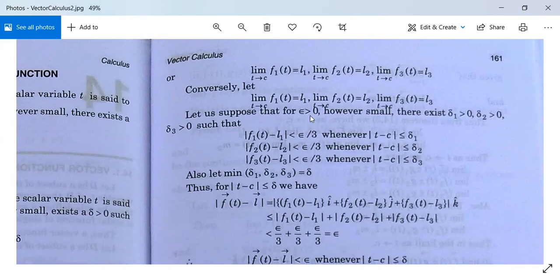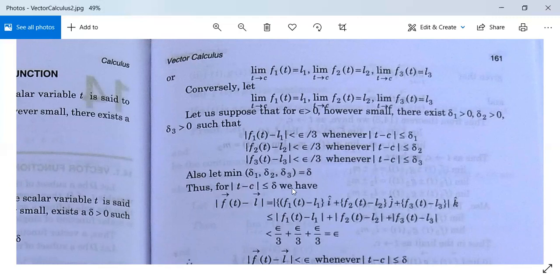Let us suppose that for epsilon greater than 0, however small, there exist delta 1, delta 2, delta 3, all greater than 0, such that mod f1(t) minus L1 is less than epsilon by 3 whenever mod t minus c is less than or equal to delta 1, mod f2(t) minus L2 is less than epsilon by 3 whenever mod t minus c is less than or equal to delta 2, and mod f3(t) minus L3 is less than epsilon by 3 whenever mod t minus c is less than or equal to delta 3. Also, suppose the minimum of delta 1, delta 2, and delta 3 is equal to delta.